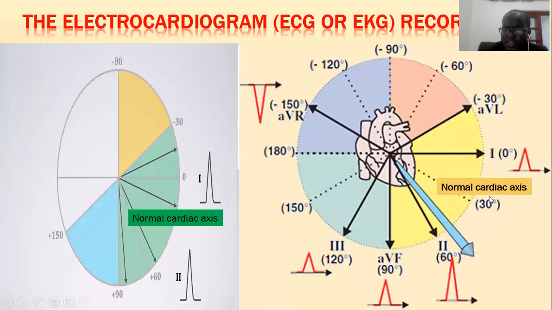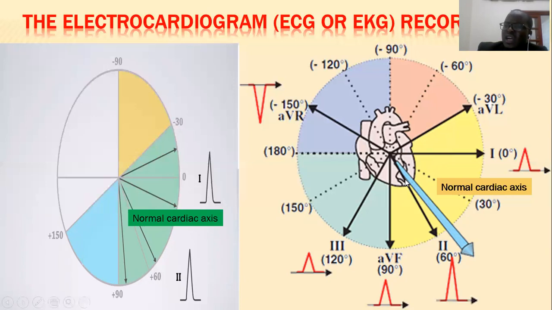So this is the normal axis, you can see here. This angle, like I said, from negative 90 to positive 90, is regarded as the normal cardiac axis. Any vector of the heart that is produced in this part of the circle is called the normal axis. In most people, you find that their cardiac vectors are between negative 30 and positive 90. So all that is regarded as a normal cardiac axis.